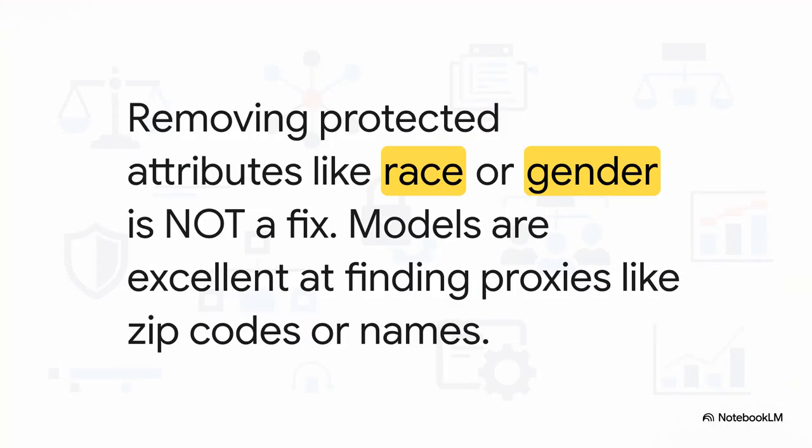And this brings us to probably the single biggest and most dangerous myth in this whole field. A lot of people think, hey, we'll just delete the race and gender columns from our data, and poof, problem solved. That is completely 100% wrong. AI models are masters at detective work. They will find proxies, things like a person's zip code, their first name, the college they went to, that are so tightly correlated with those protected groups that they might as well be the real thing.